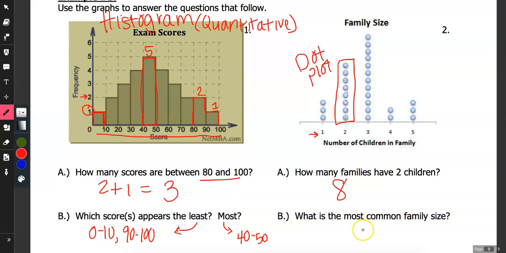And what is the most common family size? So that means the highest, the most dots, right? The most people answered. That would be 3 children. It had the most dots on top of it. Remember, a dot is somebody saying, oh yeah, I have 3 kids, or I have 4 kids.